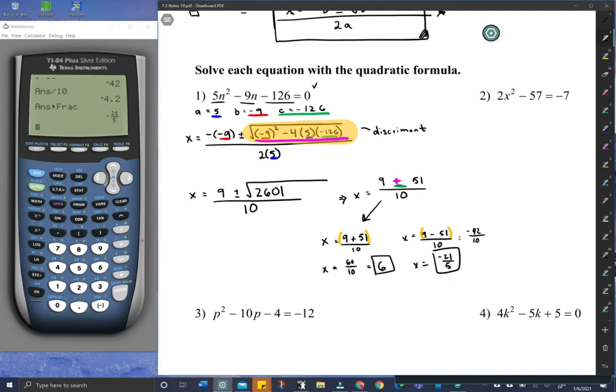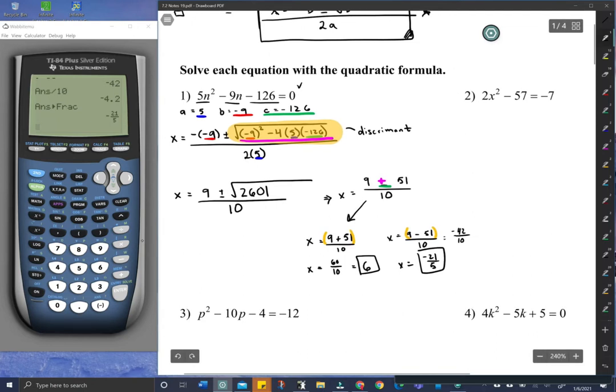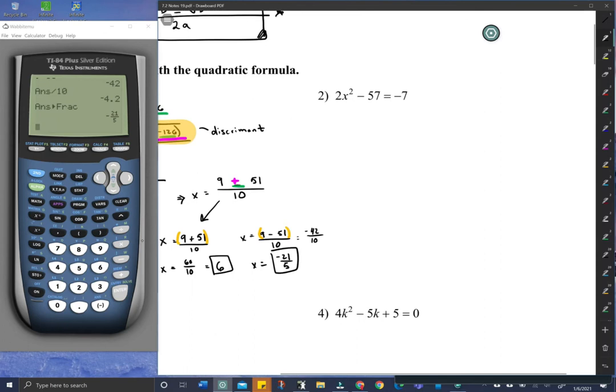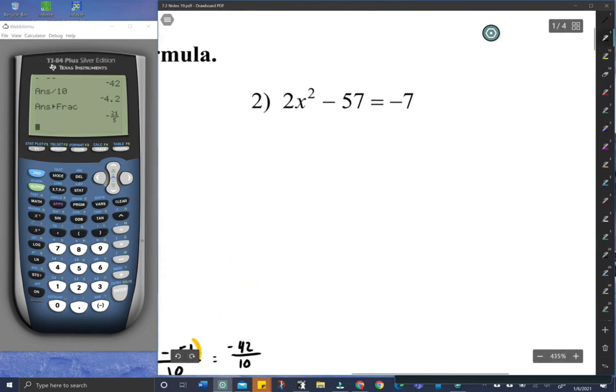Number 2, okay. Jumping into this one, first off, we need to make sure we're in the right format here, and we're going to start by adding 7 to both sides. It has to be set equal to 0, okay? So we have 2x squared minus 50 equals 0. Okay, so that's the first step.